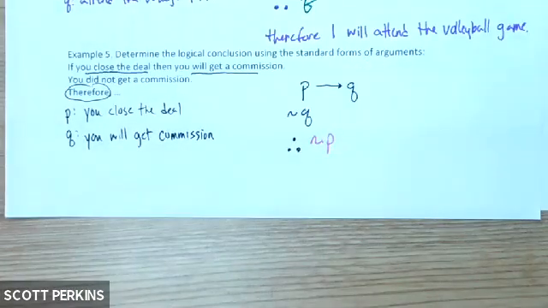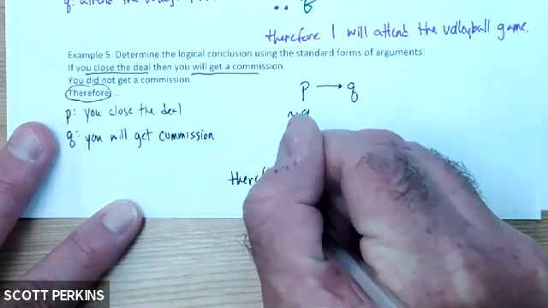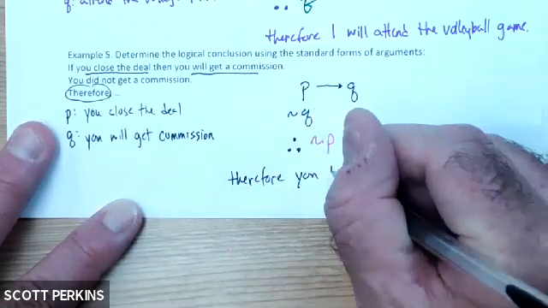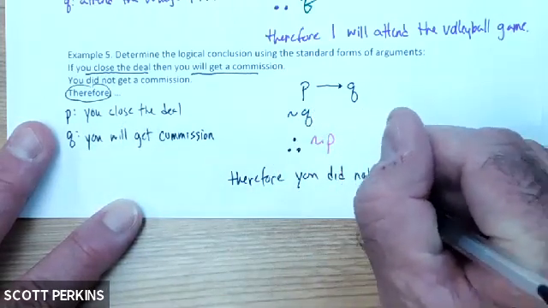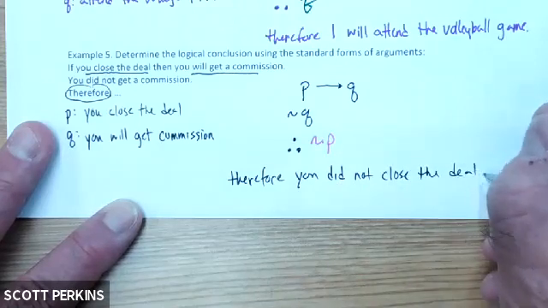Okay, so the squiggly P that I just wrote in pink is the conclusion. That is from the chart. And so now I will answer the question. How do we complete this argument? Well, we complete this argument, therefore, you did not close the deal. And there it is.